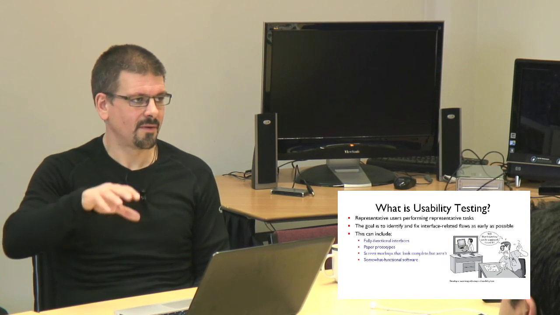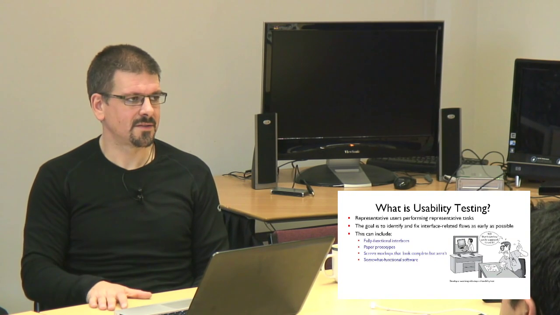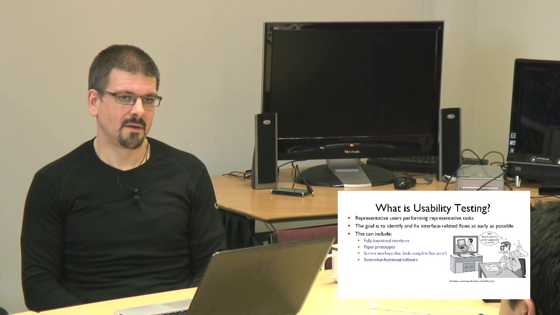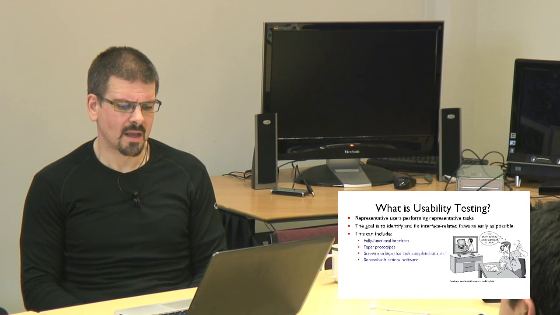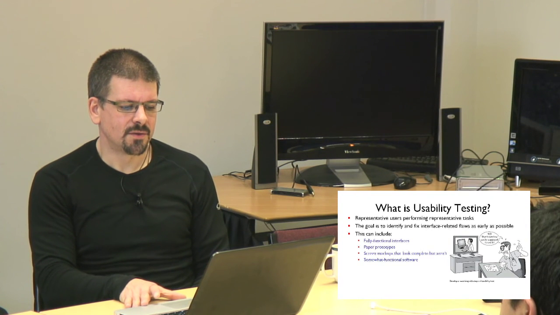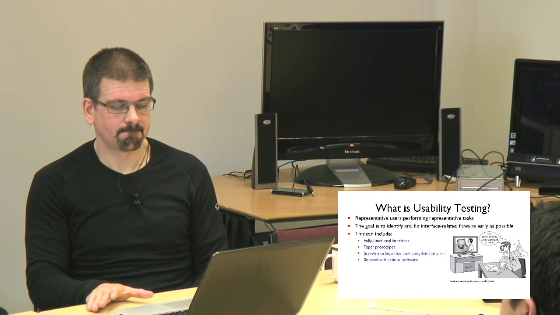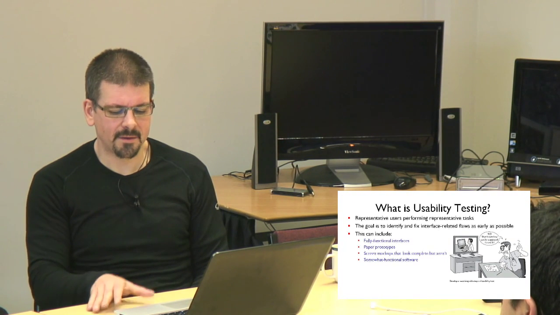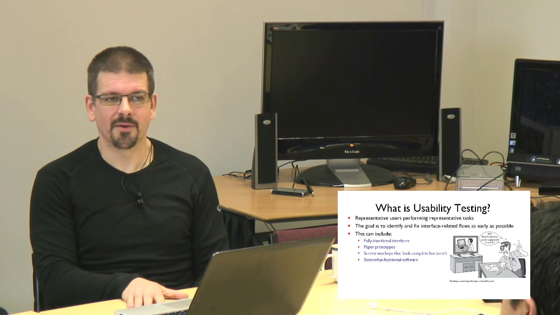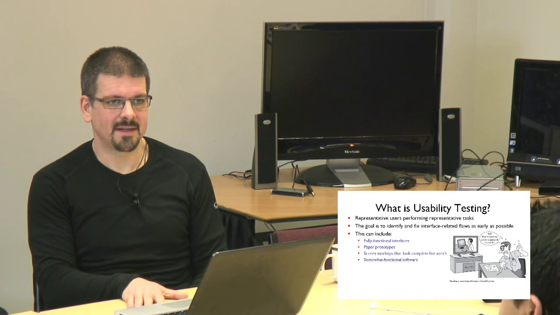Then you observe users doing it, and during those observations you try to see if there are problems or issues arising. So the main goal of usability testing is to identify problems. And you want to do this as early as possible, because the earlier you can identify problems, the quicker you can fix them. It's just as easy as that.